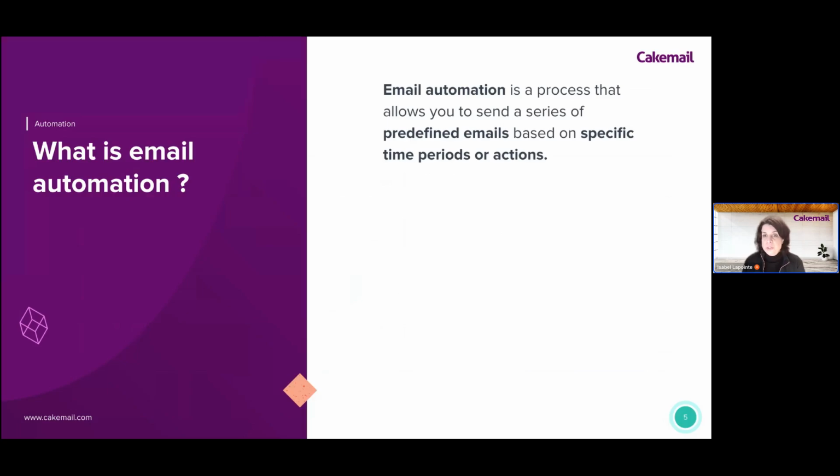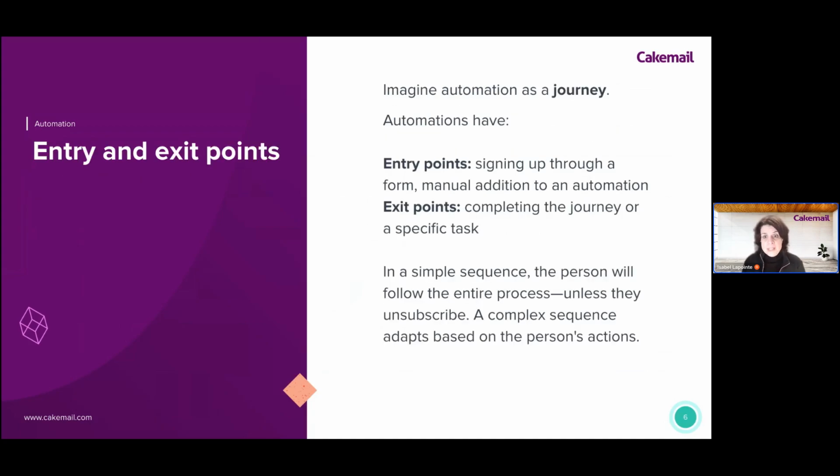So what is email automation? Imagine it as a process that allows you to send a series of predefined emails. It can be based on time periods or action. So it's a journey. Automations have entry points and exit points. The person can either sign in to your automation through a form, or you can manually add them to an automation. We will look at both different entry points. The exit points are either completing the journey or completing a specific task. We will also look at this.